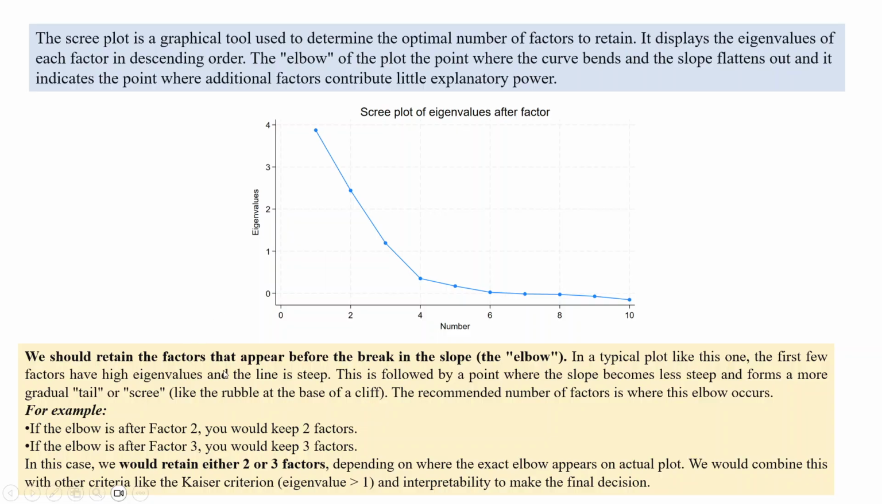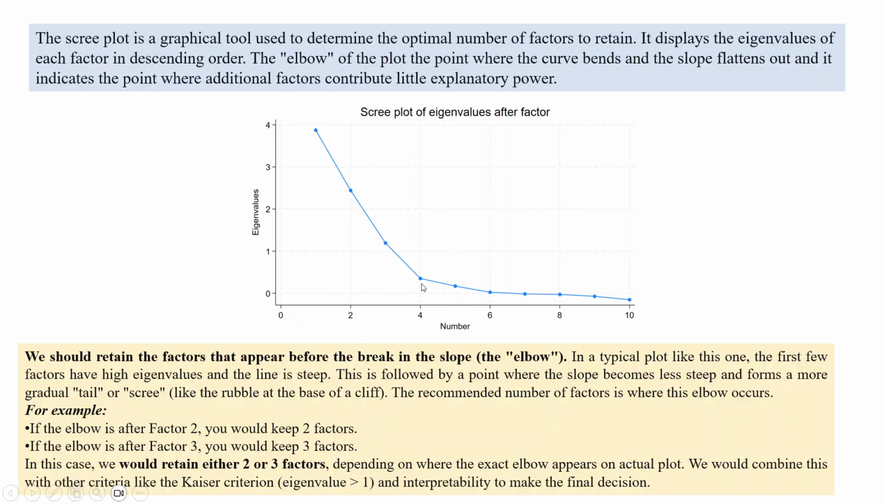We should retain the factors that appear before the break in the slope, that is the elbow. In a typical plot like this one, the first few factors have high eigenvalues and the line is steep. This is followed by a point where the slope becomes less steep and forms a more gradual tail, or scree, like the rubble at the base of a cliff. This recommended number of factors is where the elbow occurs. For example, if the elbow is after factor 2, you would keep two factors.